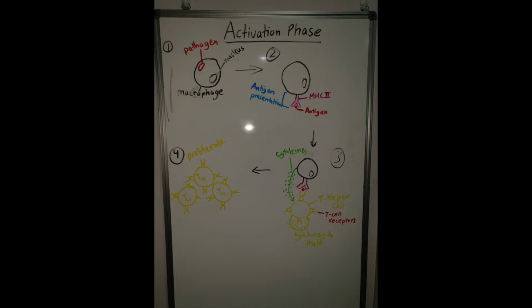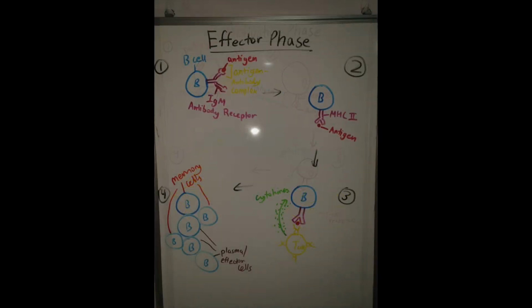The T helper cell proliferates by releasing cytokines towards itself. This forms many more T cells. Next is the effector phase, which requires the B lymphocyte cell. The B cell uses its IgM antibody receptor to bind to the antigen. This forms the antigen-antibody complex.